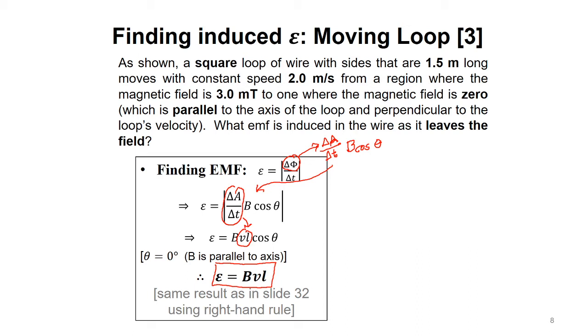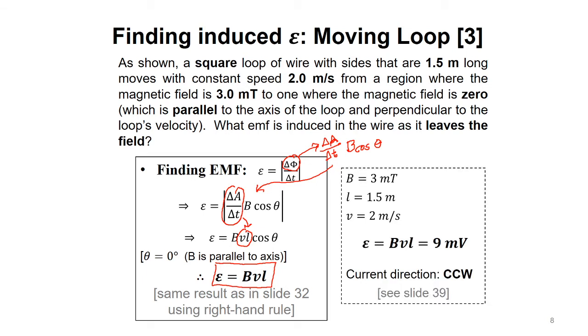EMF equals B times v times L. Incidentally, that's the same as what we derived in an earlier slide using the right-hand cross product rule. So this proves that whether you use the right-hand cross product rule or this method, you end up with the same equation for the induced EMF. We can also plug in our numbers, the magnetic field, the L, the velocity, and we get 9 millivolts. And the current direction is going to be counterclockwise, something that we solved earlier when we analyzed the loop.